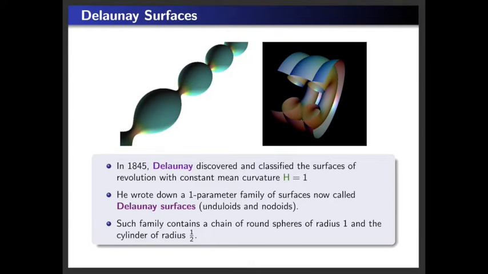If you fix the mean curvature, say to be H equals 1, then there is actually a one-parameter family of surfaces. For certain values of the parameter, you get a cylinder. For another value of the parameter, you get a chain of spheres. The necks connecting these things that look more and more like spheres pinch off, and these are in fact spheres in the limit.